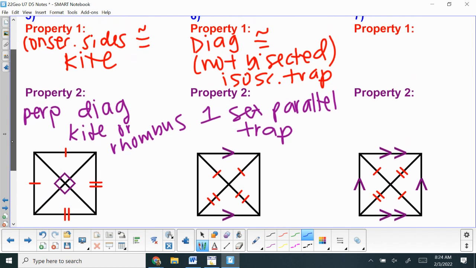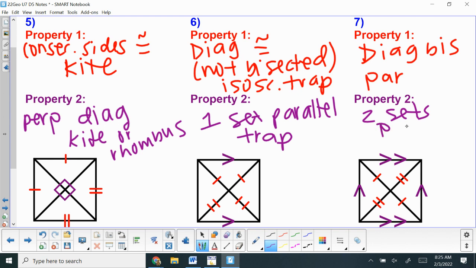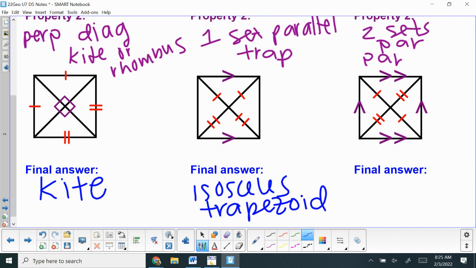Okay, the final one. Property 1 is diagonals bisect each other. And that's a property of a parallelogram. Property 2, two sets of parallel sides. That's a property of a parallelogram. Therefore, we have a parallelogram.